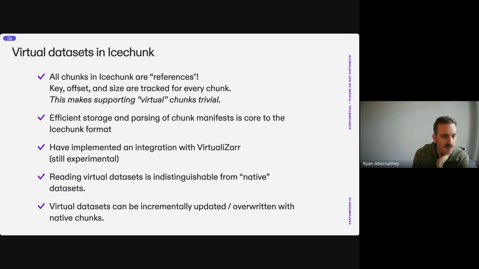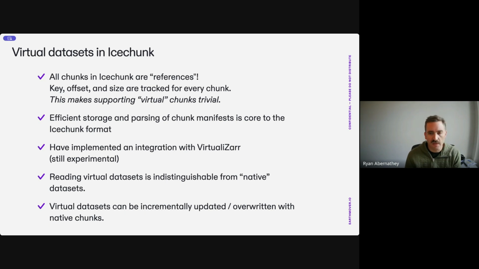A word about virtual data sets. Virtual data sets are another key capability of Icechunk. The reason virtual data sets are easily supported in Icechunk is that all chunks in Icechunk are what we would call references. The system explicitly tracks every chunk that is written in metadata files, including the key, the offset, and the size. So with that architecture, it's quite trivial to add support for virtual chunks, which are just chunks that live in some other files outside of this store's hierarchy.